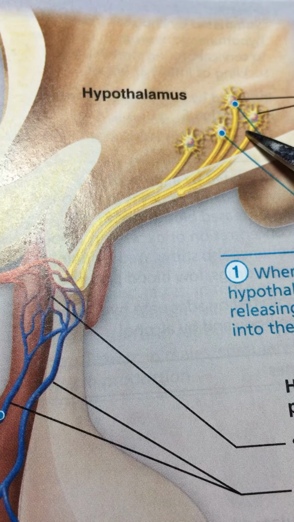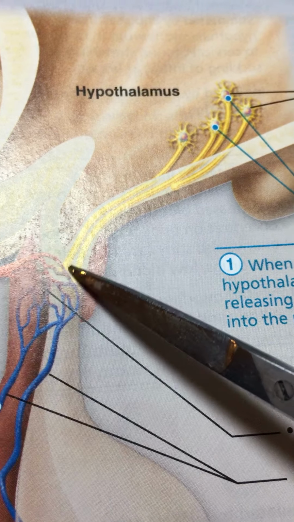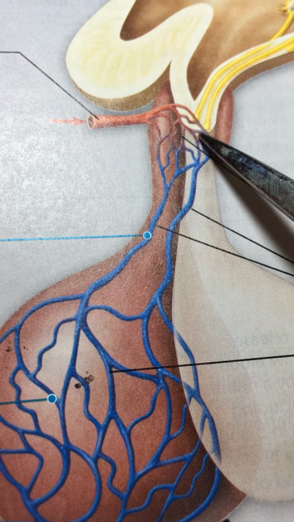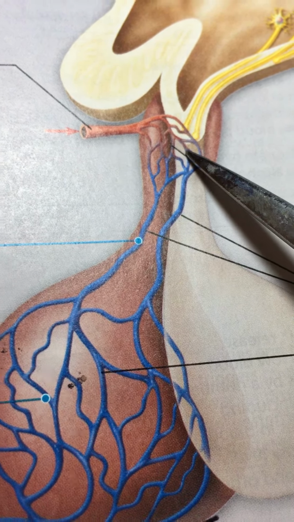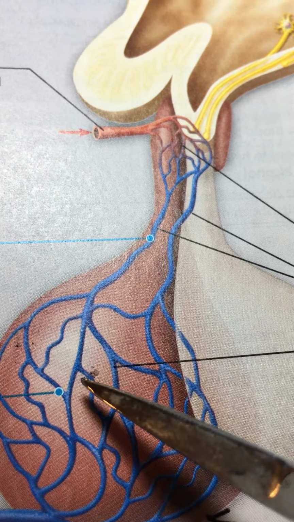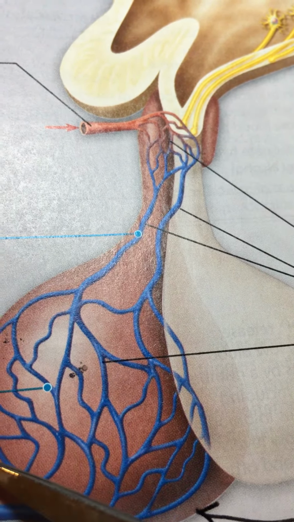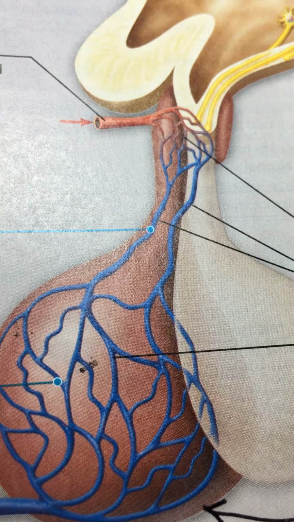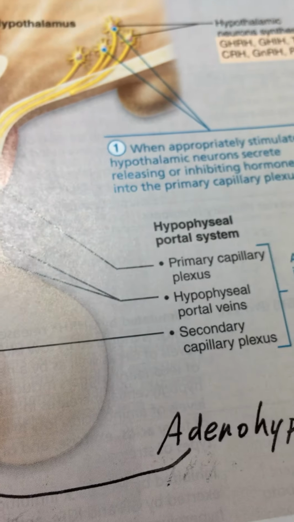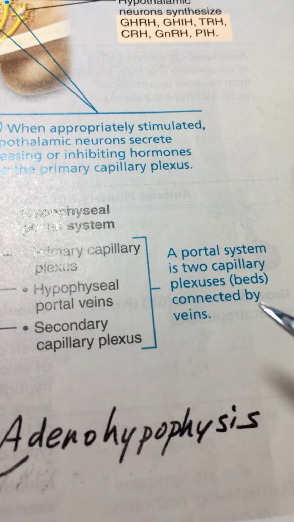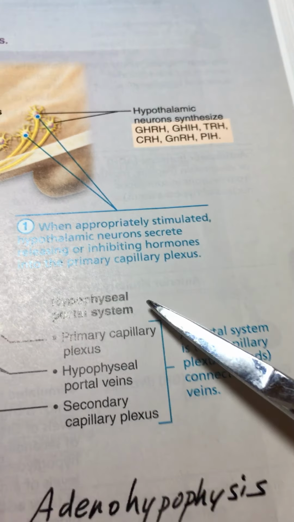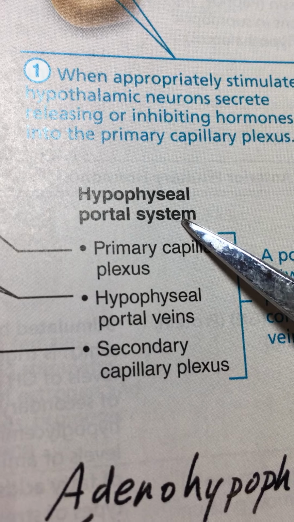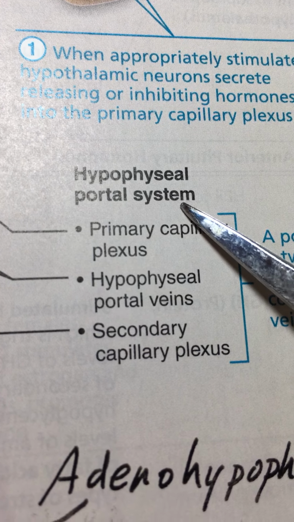Basically, these are neurons that are delivering their neurotransmitters, these molecules, as hormones to a capillary bed. This is capillary bed number 1. This is capillary bed number 2. Whenever we have a 1 and a 2, we have something that we call a portal system. And so here we have the discussion of that. We have a hypophyseal portal system. Take a look at that. Hypophyseal portal system.